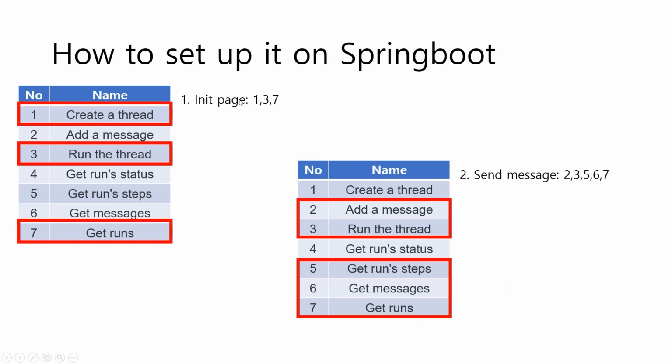When implementing with Springboot, we only perform steps 1, 3, and 7 for the startup screen. When initializing, we will save the thread information in the session layer and use it, so we will only implement and handle the call parts 2, 3, 5, 6, and 7.